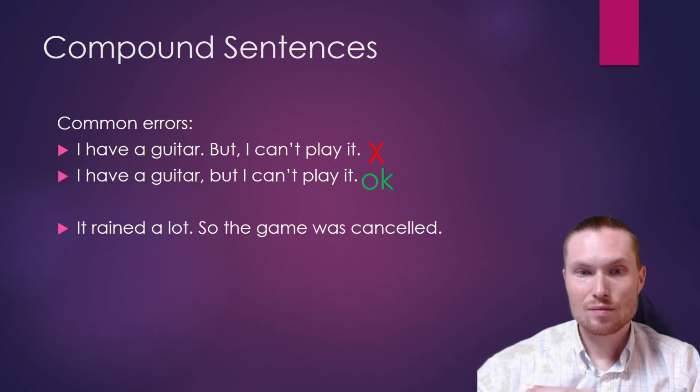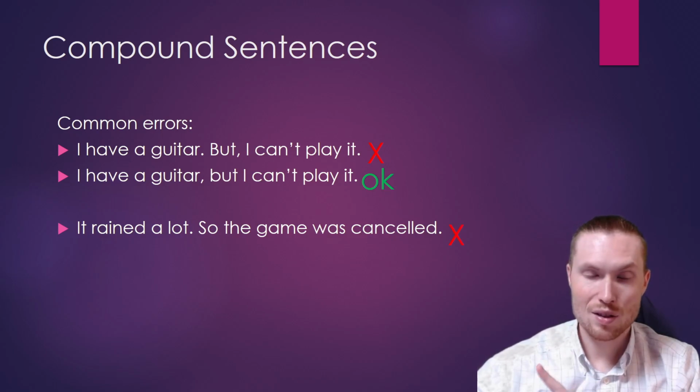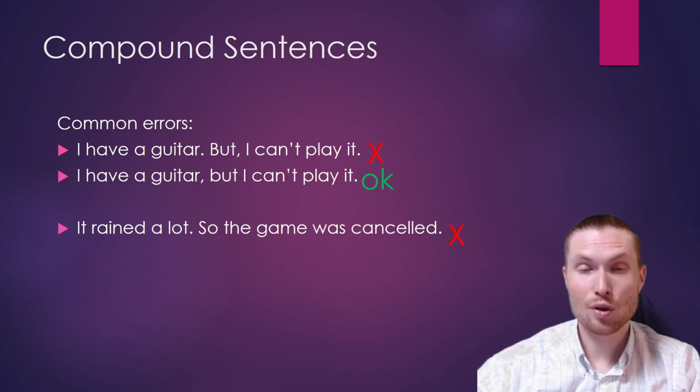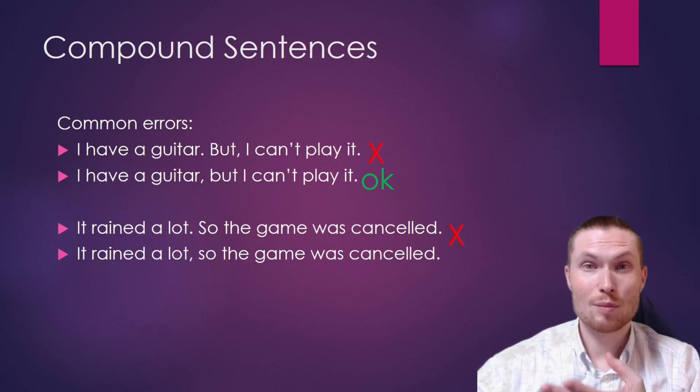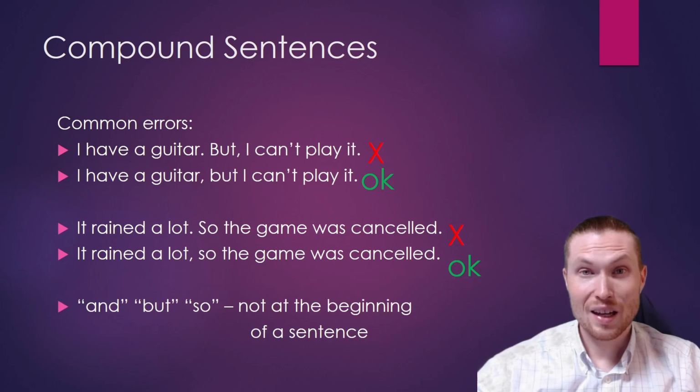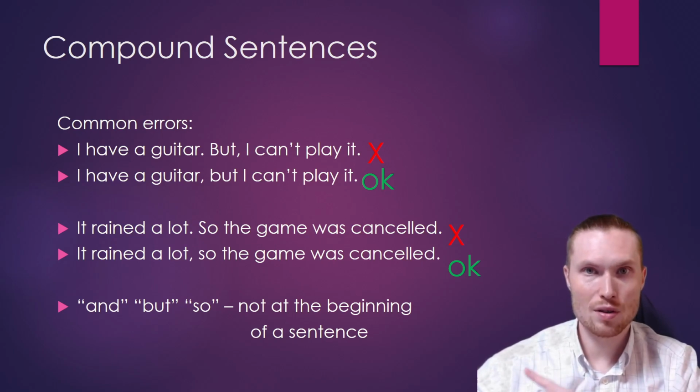It rained a lot. So the game was canceled. Similar thing here. This is also not correct. So should not be at the beginning of a sentence in formal writing. It rained a lot, so the game was canceled. And, but, and so should not be at the beginning of a sentence in formal writing. If it's informal writing, like if you're writing a text or writing an email to your friend, these rules don't matter. But for academic writing, you should not start a sentence with and, but, or so.